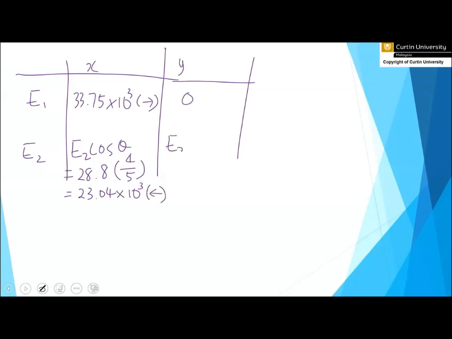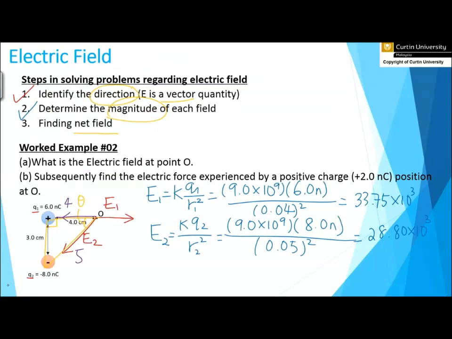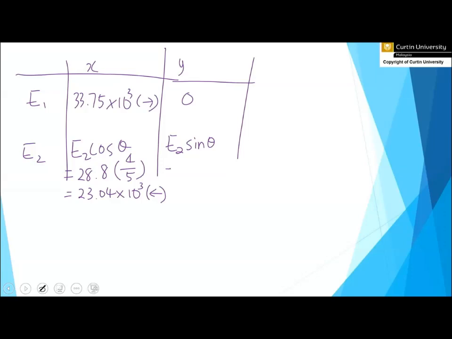So y component will be E2 sine theta, right? Looking at the diagram, this is your y component, which is here. So it's a sine. So equals to 28.8 sine theta, which is 3/5. And that will give you 17.28 times 10 to the power of 3, and the direction is moving downwards.